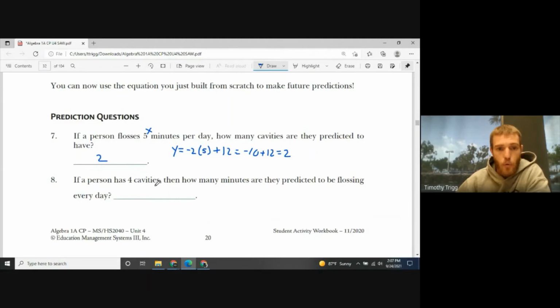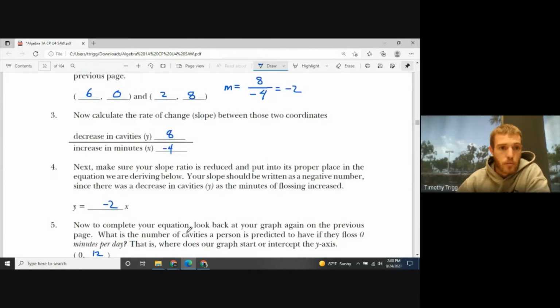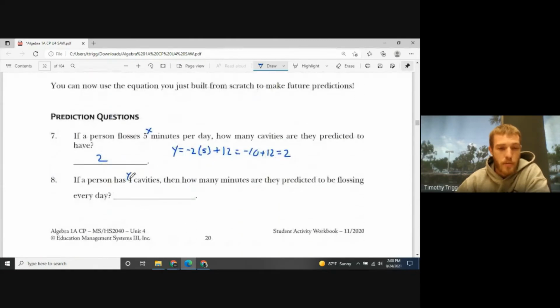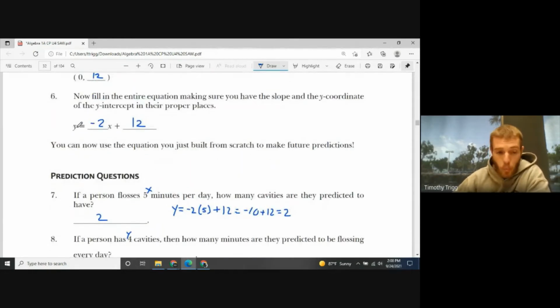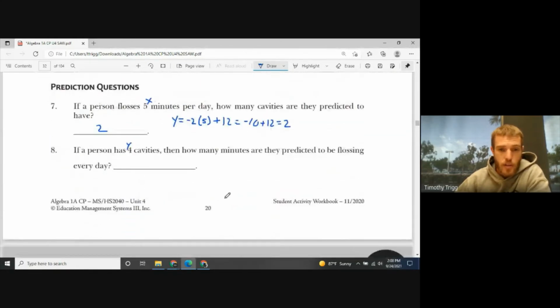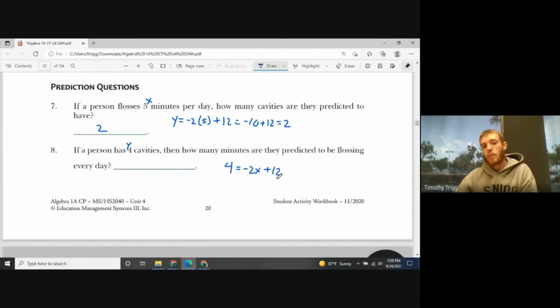If a person has 4 cavities, then how many minutes are they predicted to be flossing every day? So here they give you the y, the number of cavities. So this is a little bit different than what we've seen before. But in our equation, we're going to replace the y with 4. So that's going to be 4 equals negative 2x plus 12. Now, here we want to solve for x. In other words, get x by itself to figure out how many minutes they're flossing. So we're going to subtract 12 from both sides of the equation.